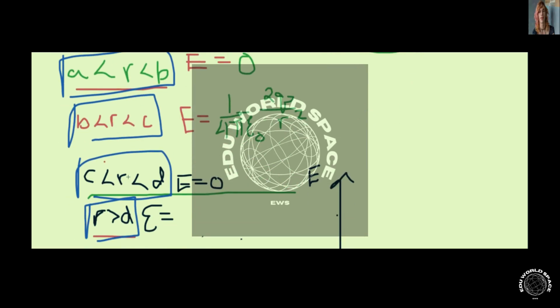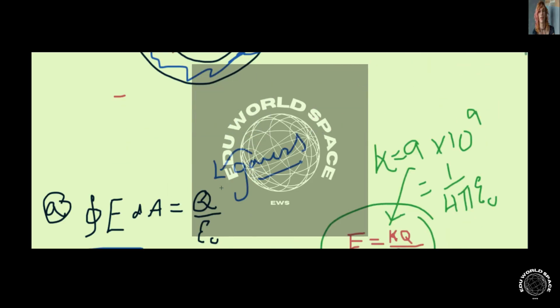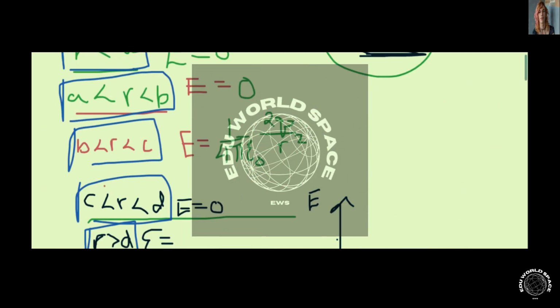All right, now we're in our outer shell, C less than R less than D. Well, drawing our Gaussian surface, we're somewhere in here. What is the total charge enclosed in here? Well, it must be 0. Why is that? We're inside of a conductor. So E equals 0. There it is. That was not too bad.